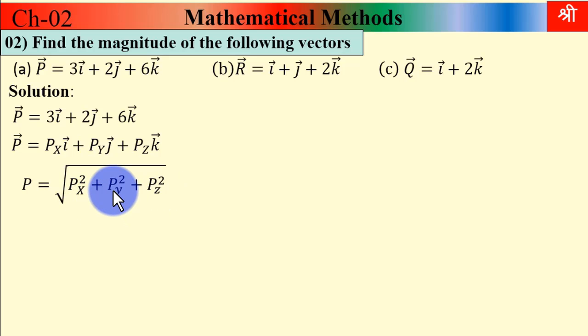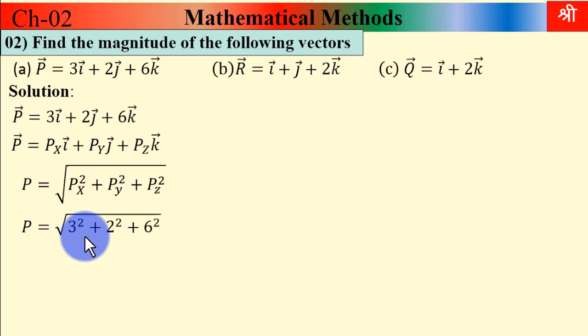Now just keep the values. Comparing the standard equation with the given equation, px equal to 3, py equal to 2 and pz equal to 6. So keep px equal to 3, py equal to 2 and pz equal to 6. We get 3 square plus 2 square plus 6 square.